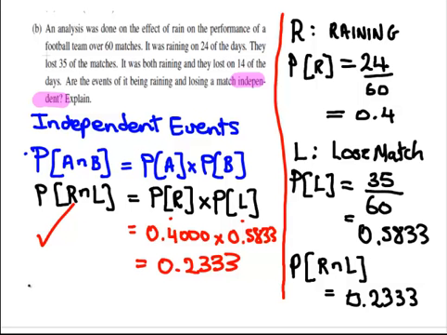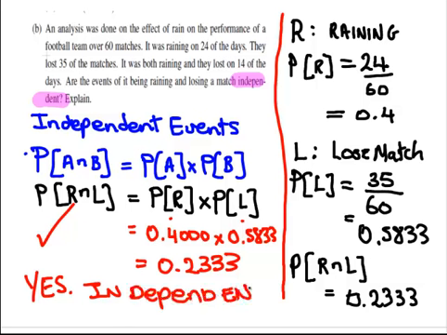Are the events of it being raining and losing a match independent? Yes. So yes, independent. And the justification is that the respective probabilities obey the independent events formula. So that is the end of that presentation.